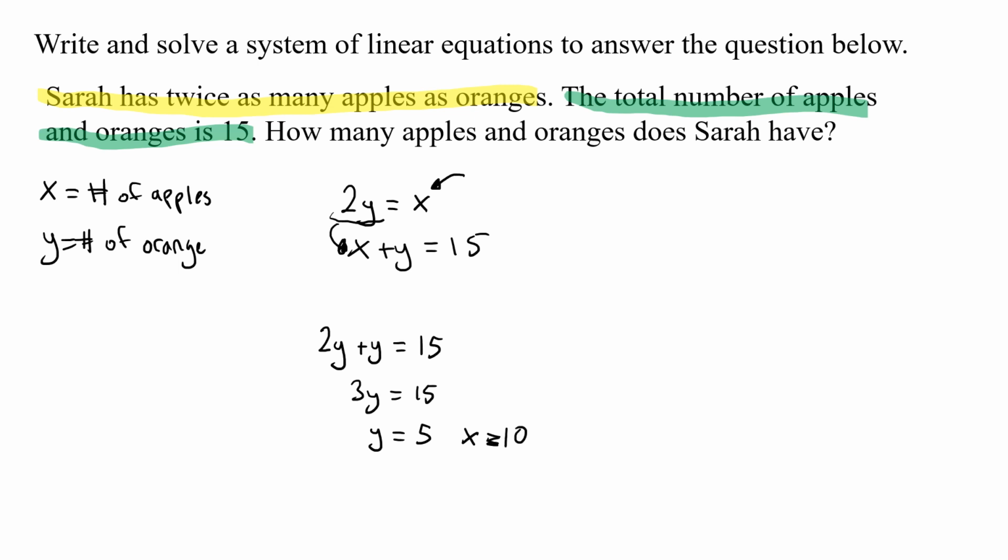My last part is to answer the question, how many apples and oranges does Sarah have? So answer it in a sentence. Sarah has 10 apples and 5 oranges. And there you go. You have answered the question.